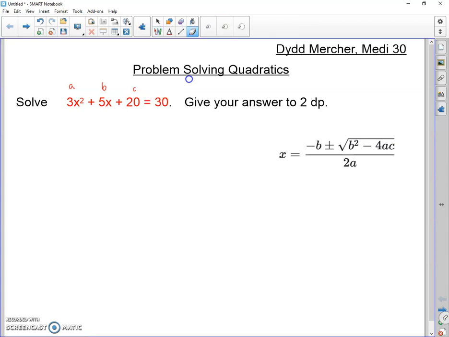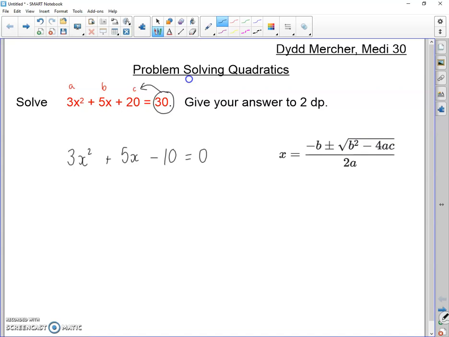All we need to do is to pick up the plus 30 from the right hand side and take it over to the other side. That would leave us with 3x squared, because that hasn't changed, plus 5x, because that hasn't changed, plus 20, take away 30, leaves us with minus 10 equals 0. So it's a really simple first step, but if you're not paying attention, you might skip past it and get totally the wrong answers. That's even if it works at all.